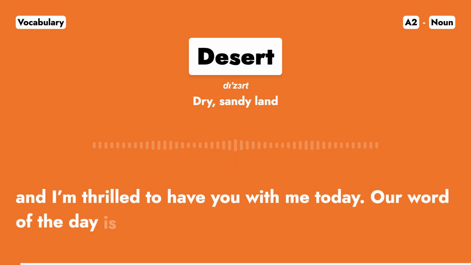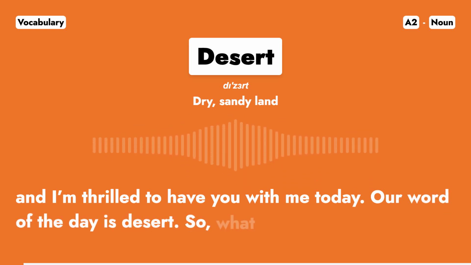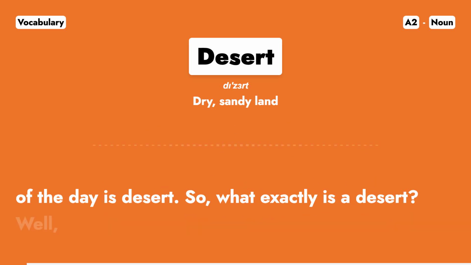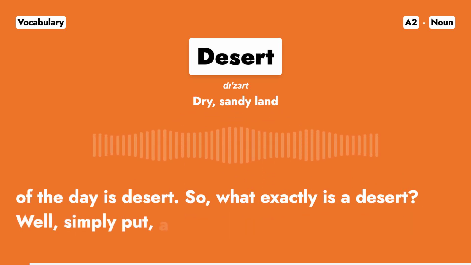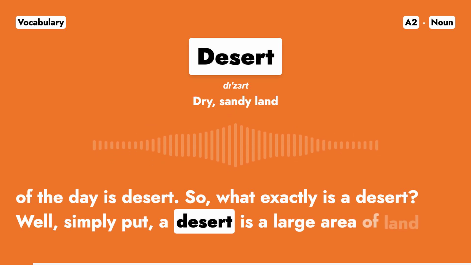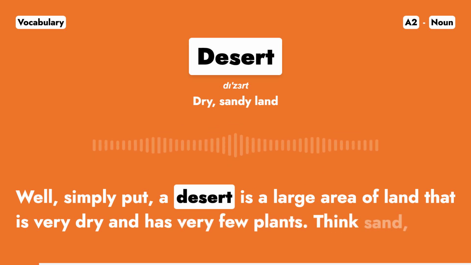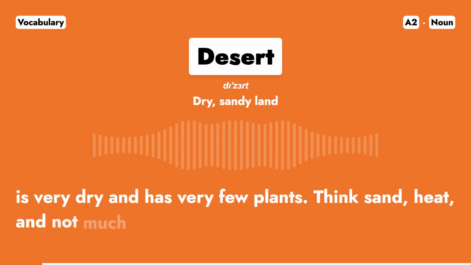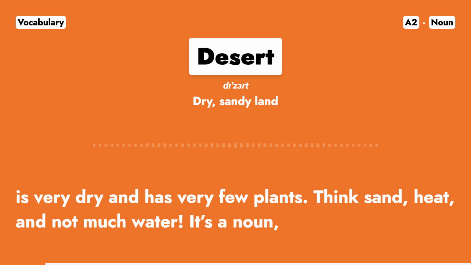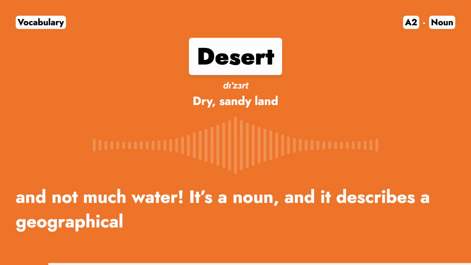Our word of the day is desert. So, what exactly is a desert? Well, simply put, a desert is a large area of land that is very dry and has very few plants. Think sand, heat, and not much water. It's a noun, and it describes a geographical area.